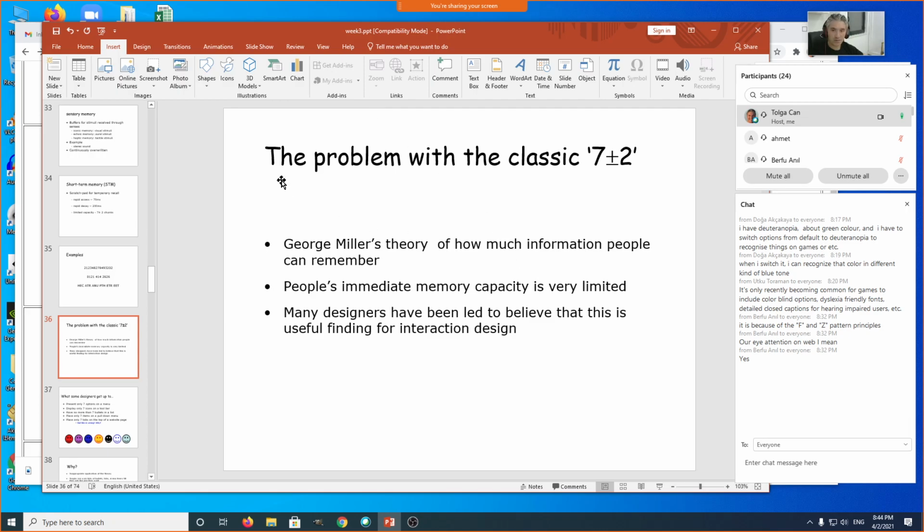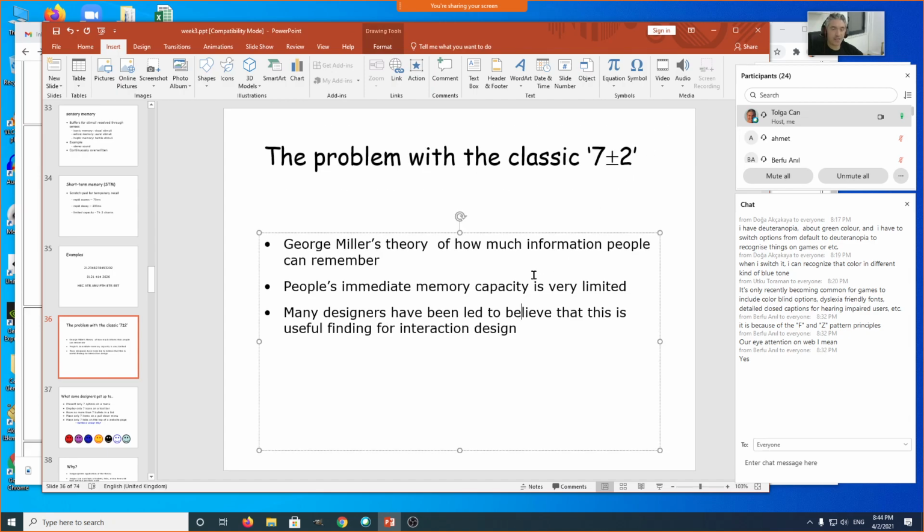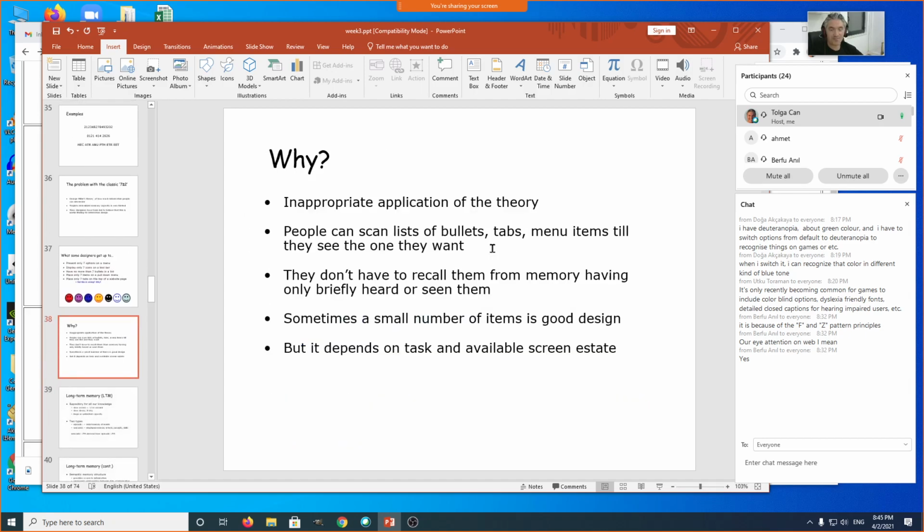So people have used this finding about short-term memory incorrectly when they design interfaces. Some designers present only 7 options in a menu, or display only 7 icons on a toolbar. This doesn't make sense. This is a wrong application of the theory to interfaces because we can recognize more things. That's why it's wrong.